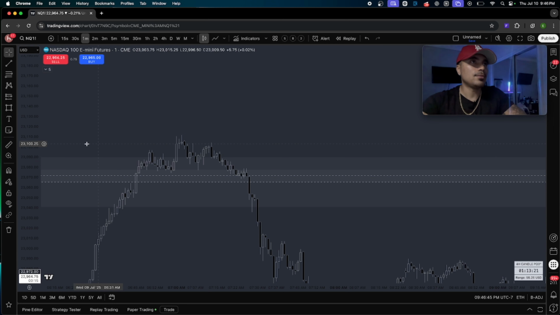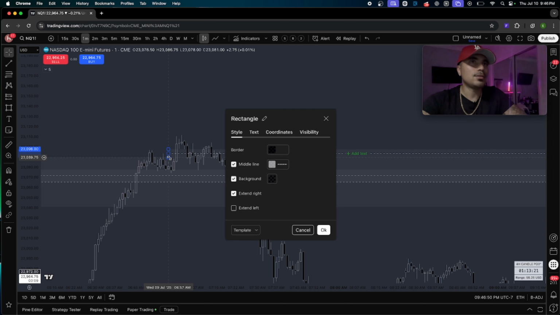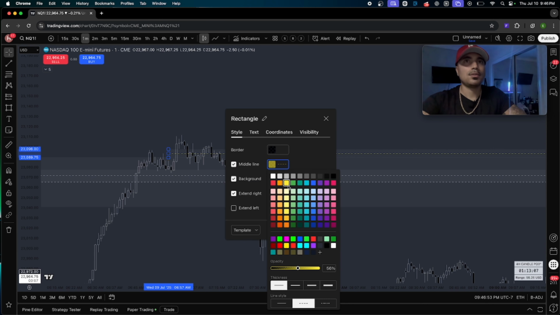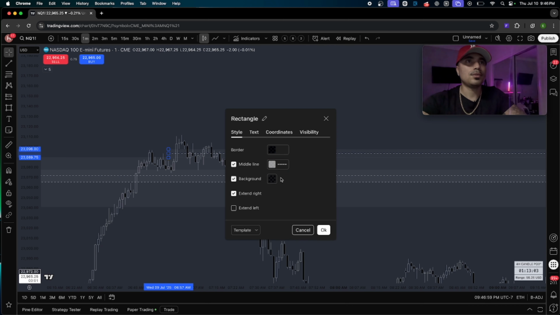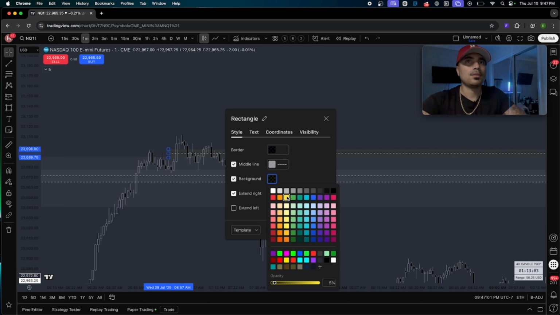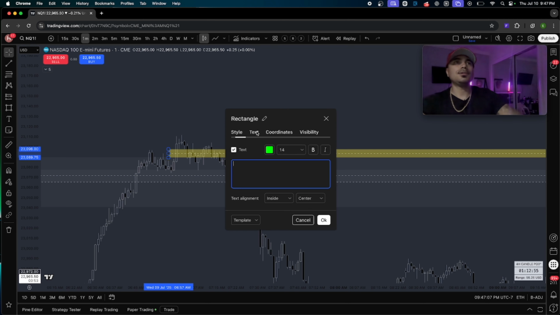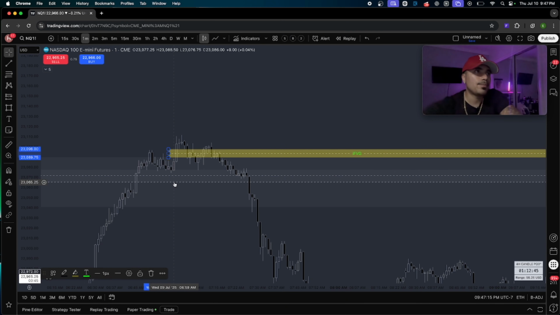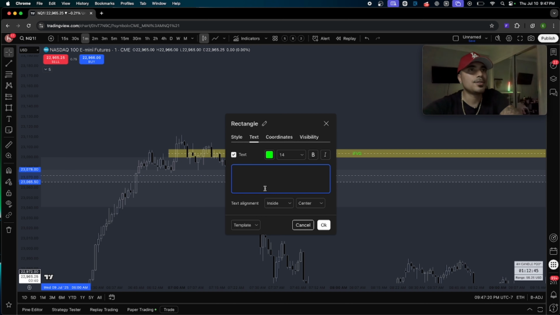Alright, inverted fair value gap here, and sometimes I'll make these different colors just to differentiate, like this, the line. I want to do the shape. And then I'll even title it IFVG, whatever, because there's always different PD arrays. I think this was the 15-minute IFVG, or no, BPR.